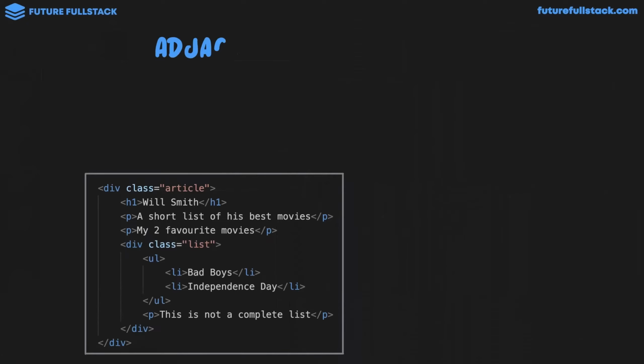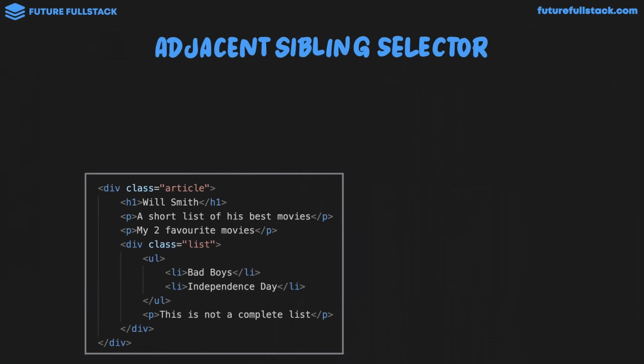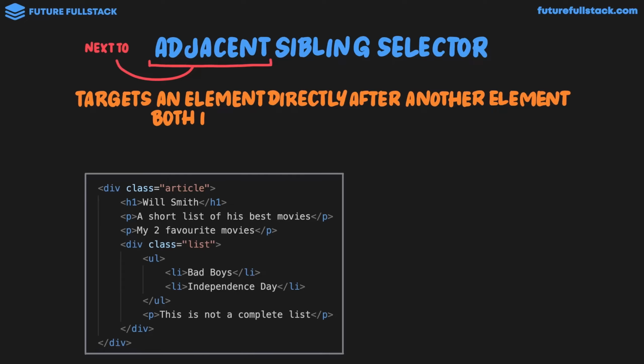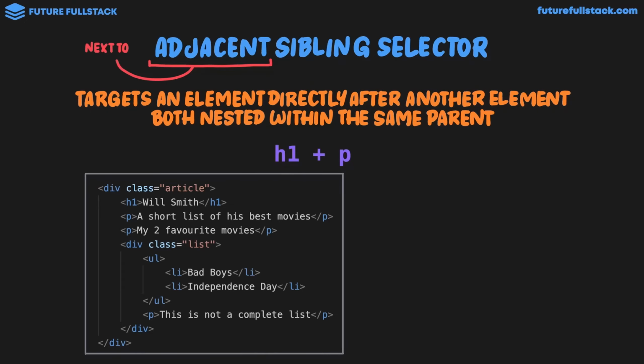Next up is the adjacent sibling selector. Adjacent is just a fancy word for next to. The adjacent sibling selector targets an element directly after another element, both nested within the same parent. The syntax looks like this, where the parent and child are now separated by a plus symbol. Now the sentence I read out before is a bit of a mouthful, so let's see what this actually means.